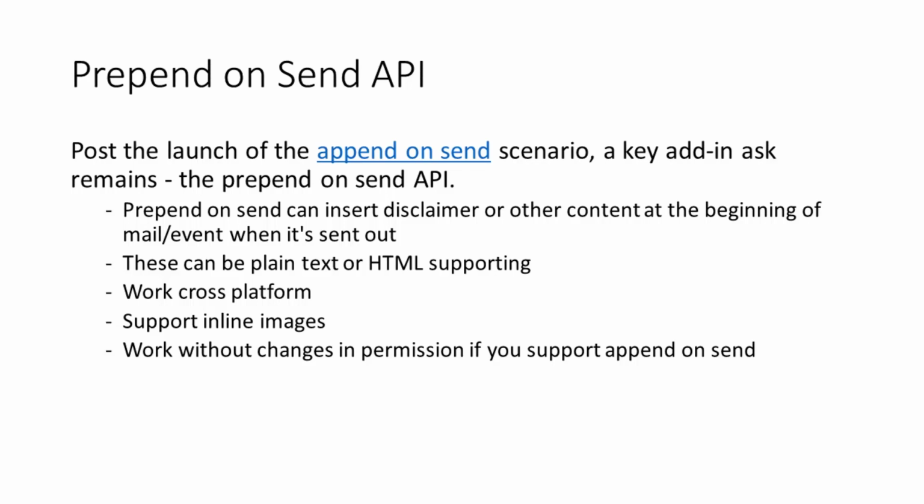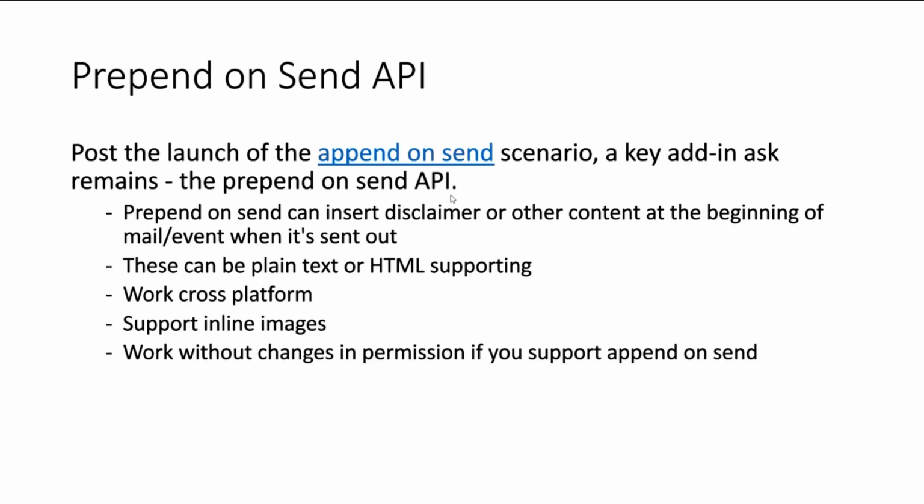After we received really good feedback on append on send, the next request that we received was essentially to build prepend on send APIs for Outlook Office JS. Prepend on send can mainly be used for inserting disclaimers or other content that you'd wish to add at the beginning of emails or events, right when they're sent out.